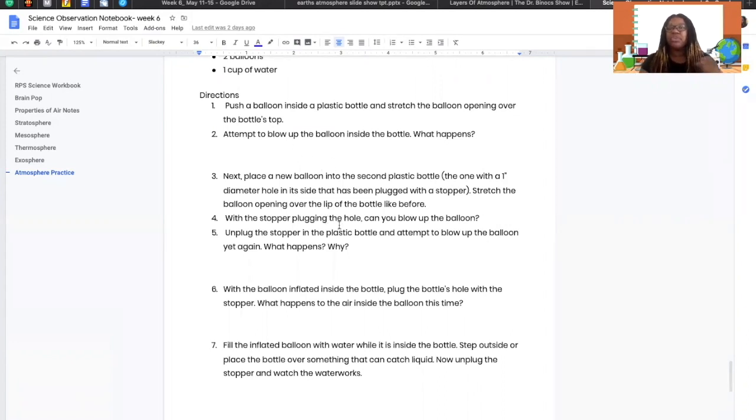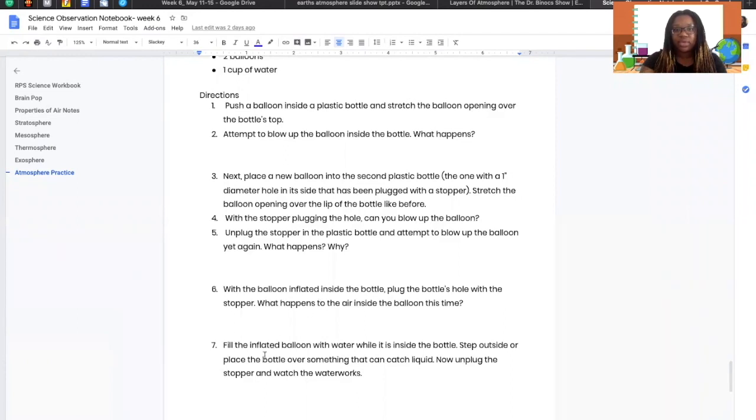Now you're going to place a new balloon in the second plastic bottle, the one with the hole in it that's plugged with the stopper or duct tape, and you are going to stretch the balloon opening over the lip of the bottle like before. Then you're going to unplug the stopper, or take the tape off, and attempt to blow up the balloon again. And then you're going to say what happens.